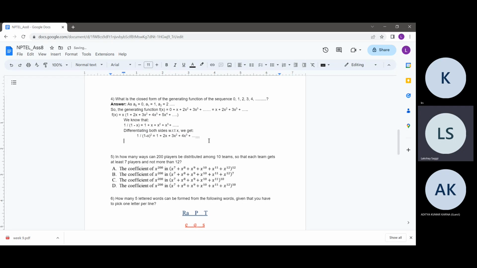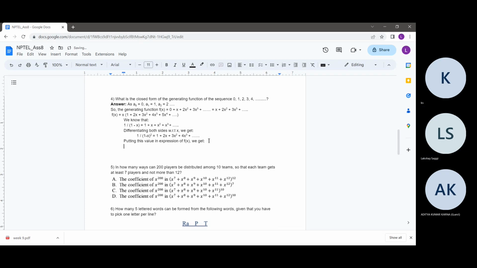So I'll just write it down also. Substitute. Putting this value in the expression of f of x, we get f of x is equal to x times 1 plus 2x plus 3x square, which is nothing but 1 upon 1 minus x whole square. So we can just write it as x upon 1 minus x whole square. So this will be the correct answer.